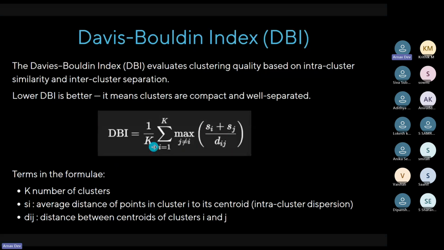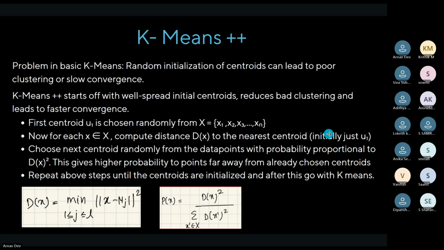A lower DBi means that the clusters are compact within themselves, all the data points are well clustered in a compact way, and all the clusters are well separated, so it's easier to classify all the clusters. So yeah, now we can move to k-means plus plus.